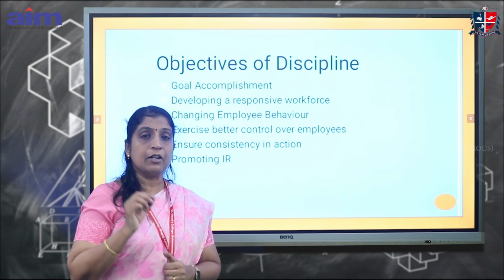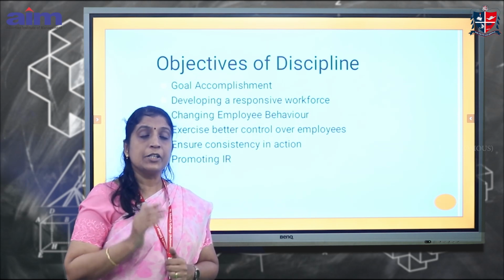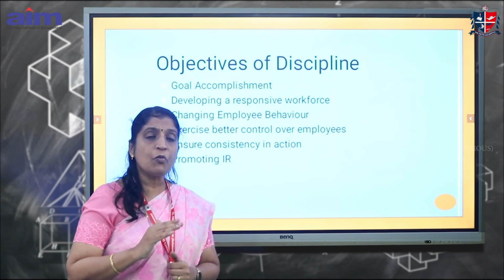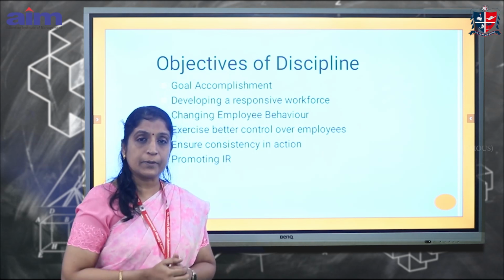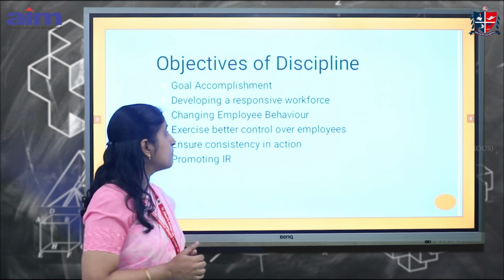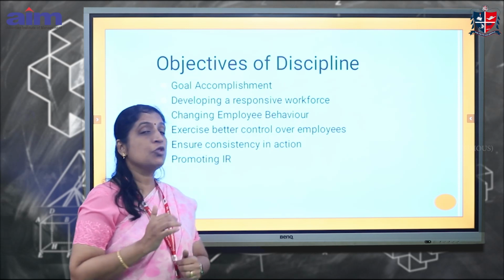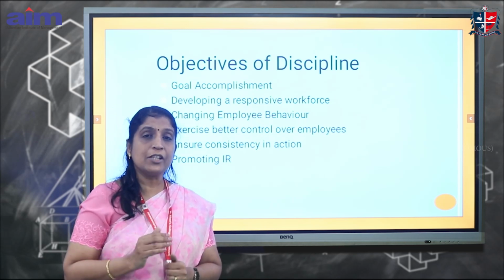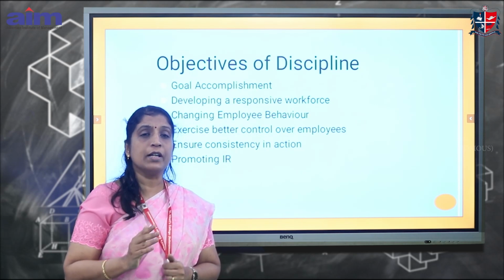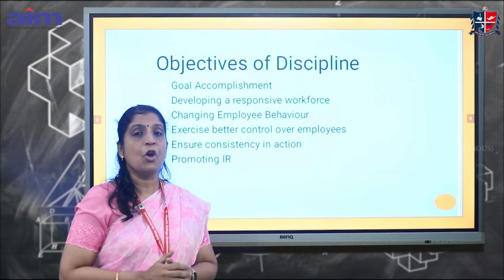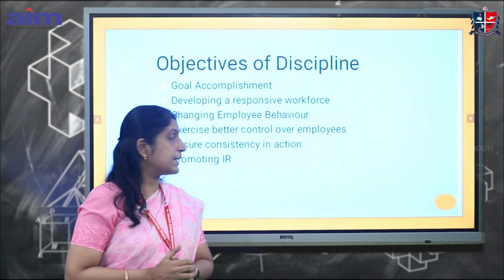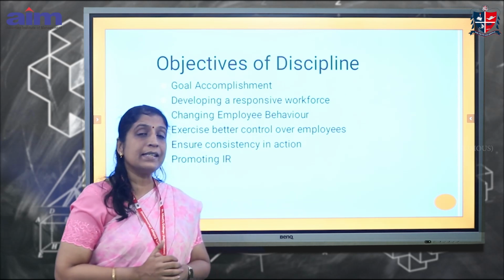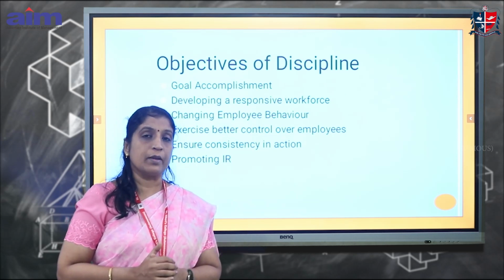Whenever certain orders are given, a responsive workforce will always respond faster to it. So, this is essential in discipline. The third is to change employee behavior. The employees have to be changed so as to follow the orders and rules and regulations which are given by the organization. The next is to exercise better control over employees.